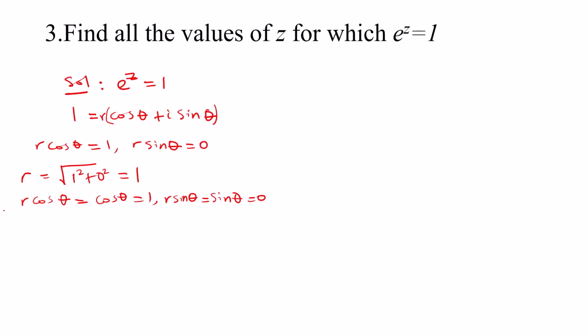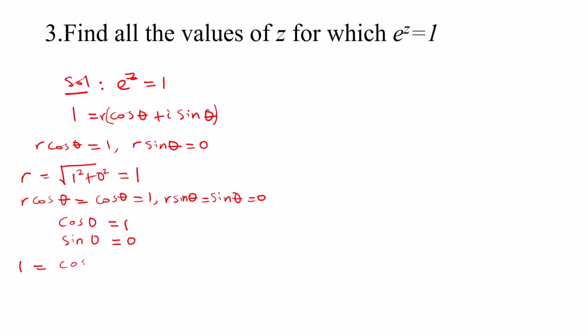Now, we need to find the value of theta that satisfies cos theta equals 1 as well as sin theta equals 0. So if we take a look at cos 0 and sin 0, in this case theta equals 0, we see that this gives us 1 and this also gives us 0. So the value of theta equal to 0 satisfies this equation.